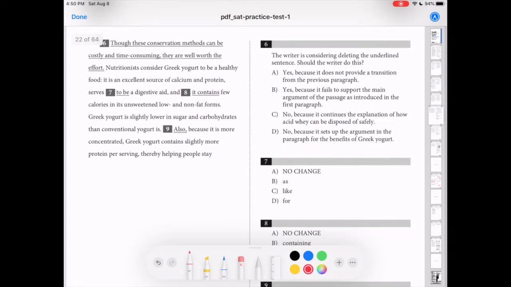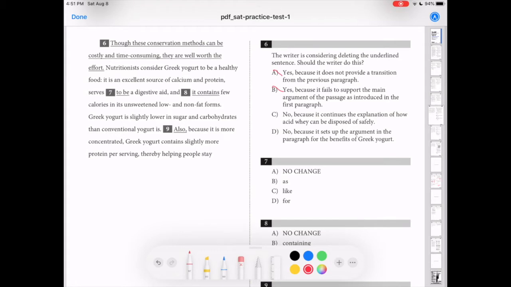Question 6. Okay, this is a relevance question. First, I will get a feel for the sentence in context. This intro sentence talks about conservation having issues, but it could also be good. So the following paragraph should support this claim. When we keep reading, yes, we see that this paragraph talks about good stuff, so likely C or D. That means we shouldn't delete these.